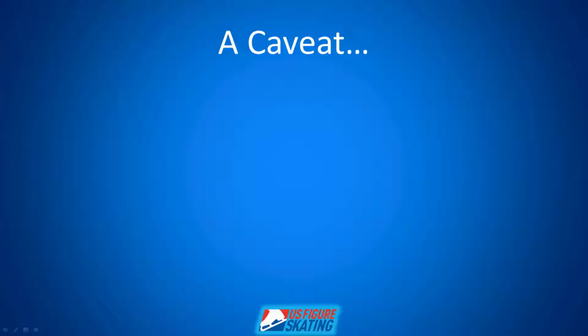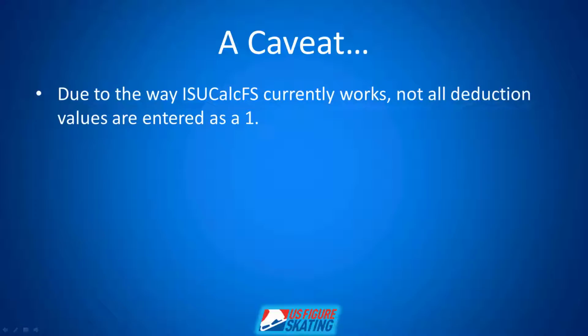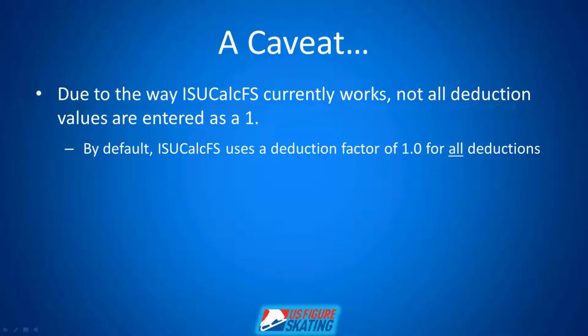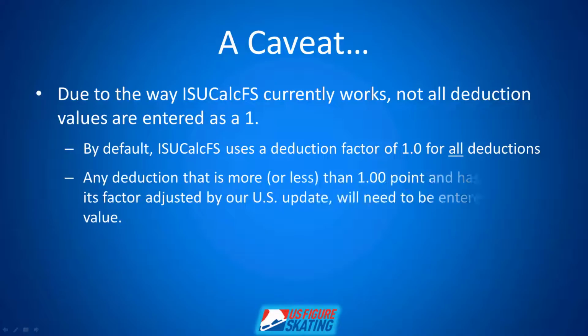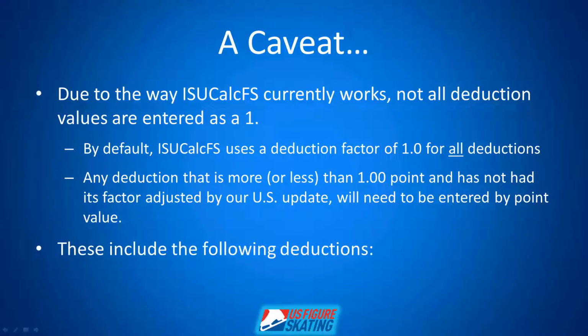However, the situation becomes a little tricky in that not all deduction values are represented by a 1 for each occurrence. By default, ISCalc uses a deduction factor of 1 for all deductions. Any deduction that is more or less than 1 point and has not had its factor adjusted by our US update will need to be entered by point value.